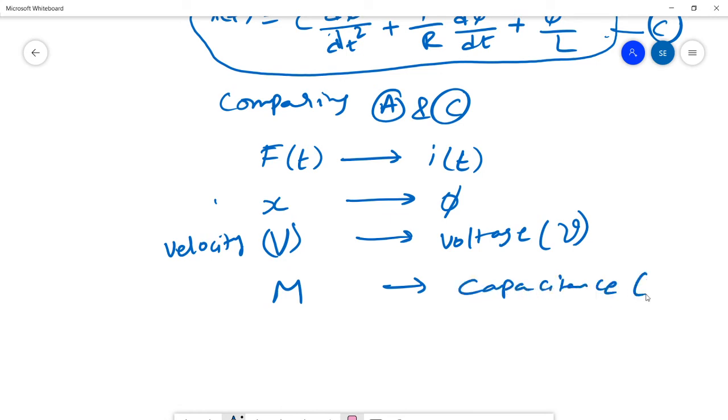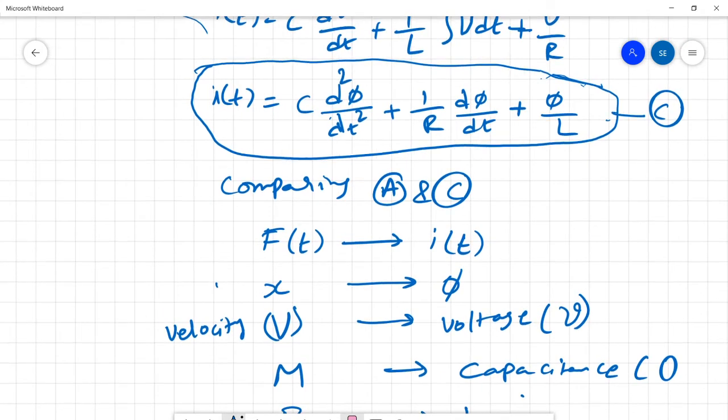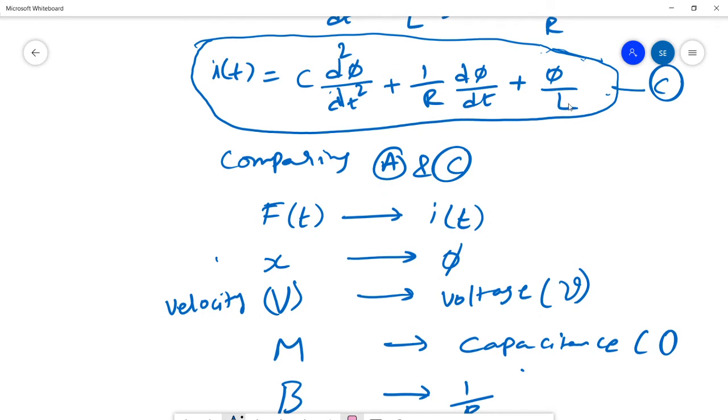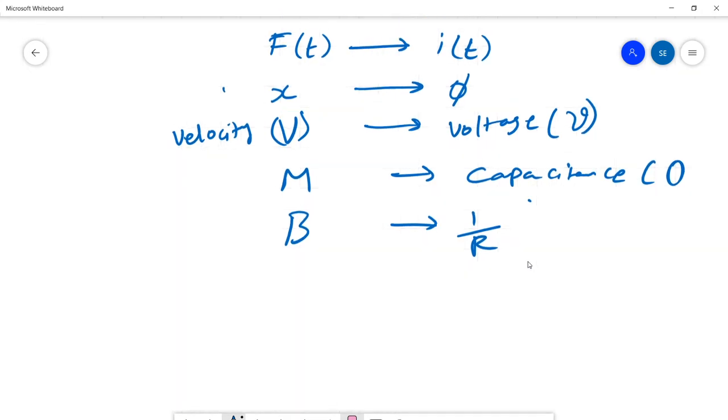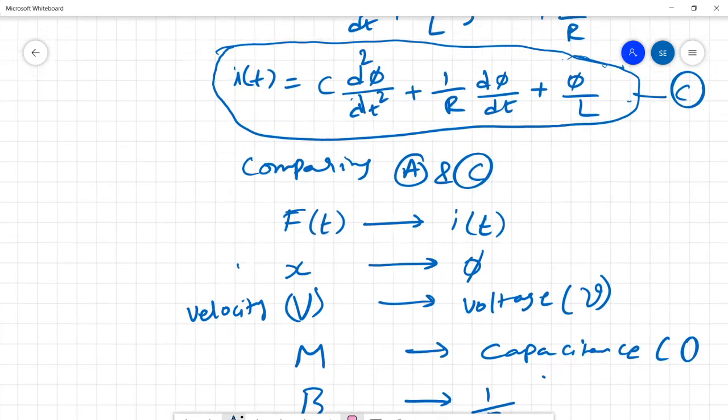Then b, the dashpot, is analogous to 1 by R, right? B is analogous to the reciprocal of R. And 1 by R we can also write as conductance, where R is resistance and 1 by R is conductance. Then what is left? Spring constant. What is the spring constant analogous to? 1 by L actually. So K is analogous to 1 by L. So this is about force to current analogy, right?